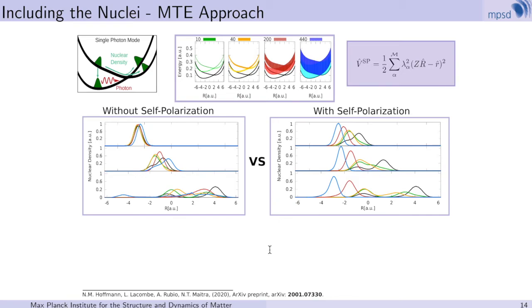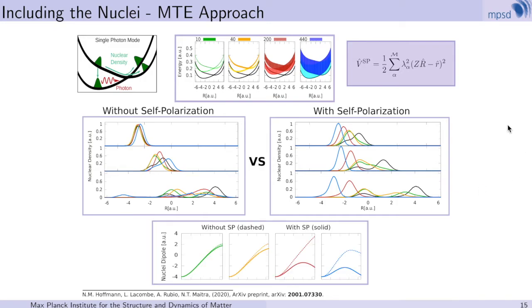But then we started to include the self-polarization term, and all of a sudden physics started to make sense, because now we see a strong correlation between having a suppression and including more photon modes. The more photon modes we include, the more we suppress our proton-coupled electron transfer, up to the 440 photon modes where we completely suppress, or keep the nuclear wave packet on the left, so completely suppress the proton-coupled electron transfer.